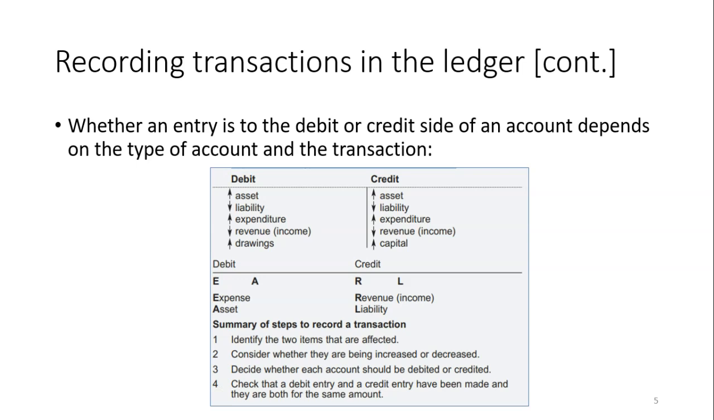So how do we record this transaction? Whether an entry is to the debit or credit side of an account depends on the type of the account. I'm sure you still remember we talked about the PREPAYMENTS acronym, where in the middle here we just draw a line and say that these are debits by default, and these ones are credits by default.